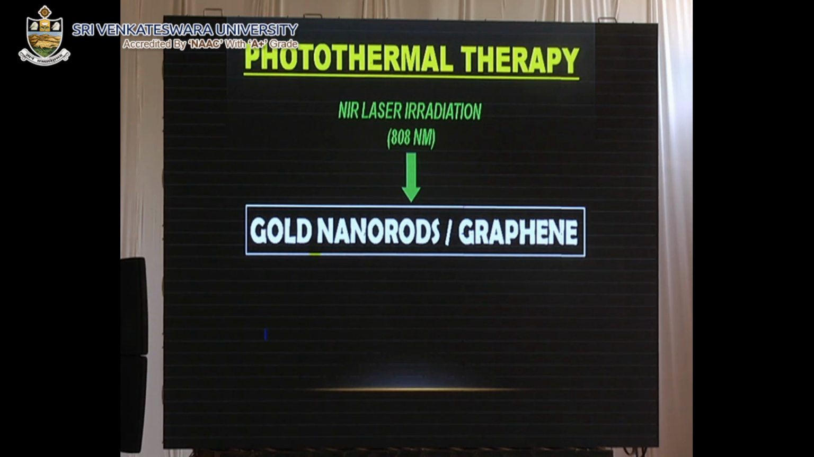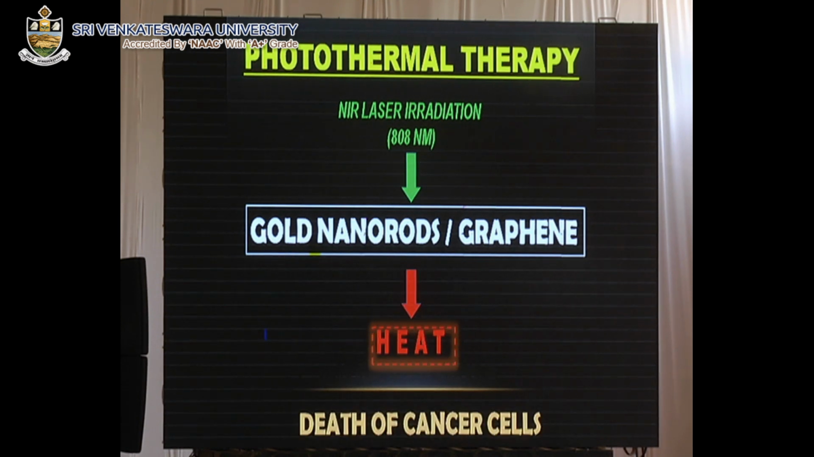You irradiate it with a near-infrared laser. Near-infrared means 800 to 1100 nanometer. We have used 808 because it is the maximum effect we found. Once you irradiate it, you generate local heat. And this is not our discovery. There have been a lot of patents on killing cancer cells by using this method.